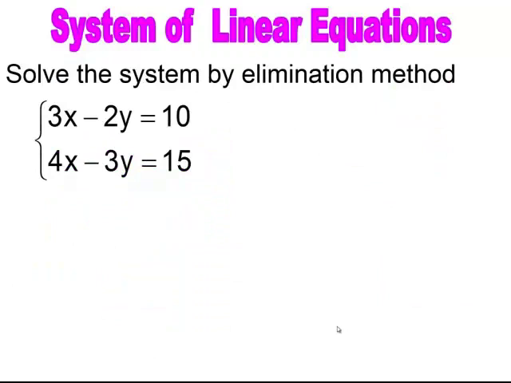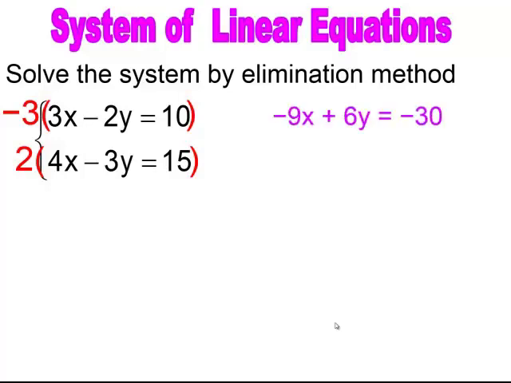Pause and try. So again, it doesn't matter which one you choose to multiply or eliminate first. I'm choosing to eliminate the y value first. I have to multiply by a negative 3 in order to get the opposite sign. So be careful. I get a negative 9x plus 6y equals a negative 30, and 8x minus 6y equals 30.